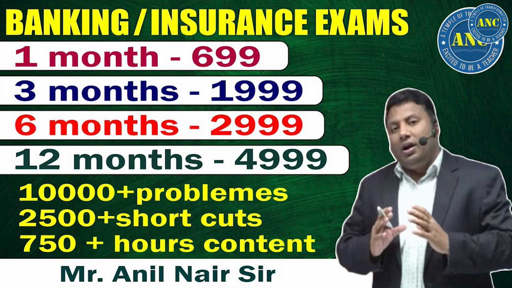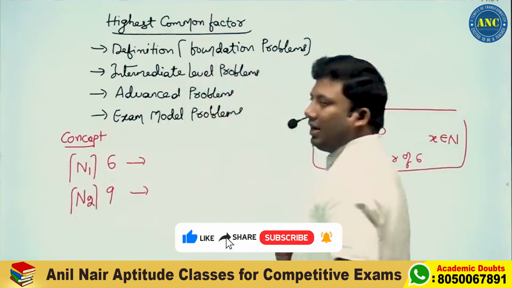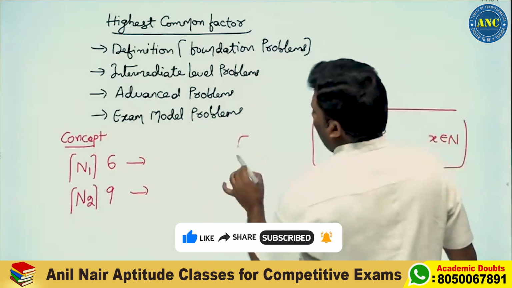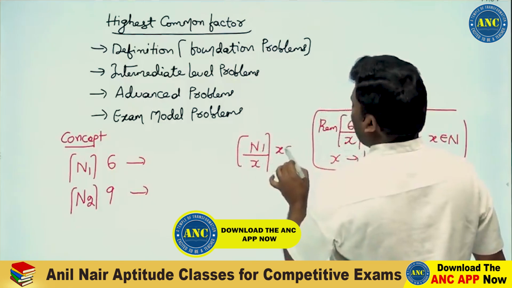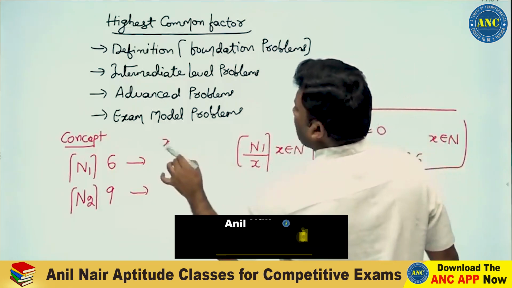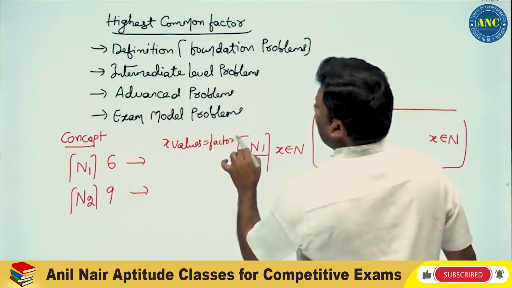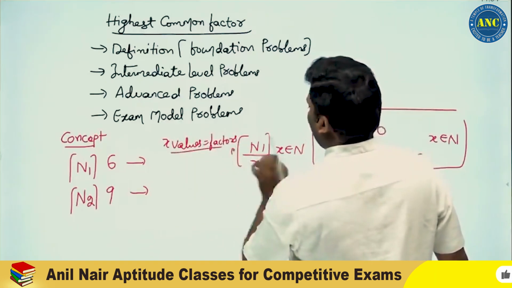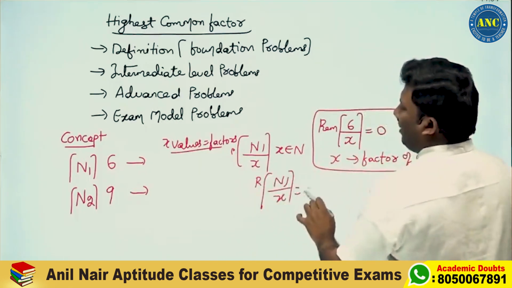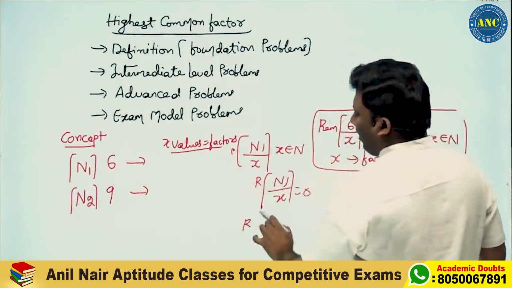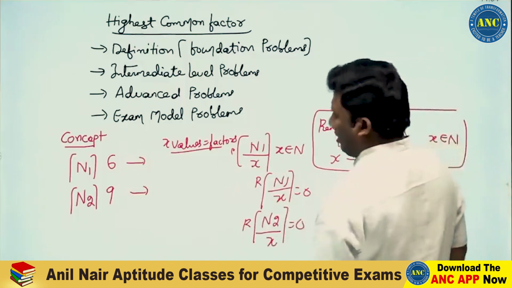Let me take this number as n1 and this number as n2. What are all the factors for n1? n1 divided by x, where x is a natural number. What are all the values of x I am getting? They are called the factors for n1. Are you all with me? These are the factors for n1, such that n1 when divided by x, the remainder is 0. Similarly, n2 when divided by x, the remainder is 0.